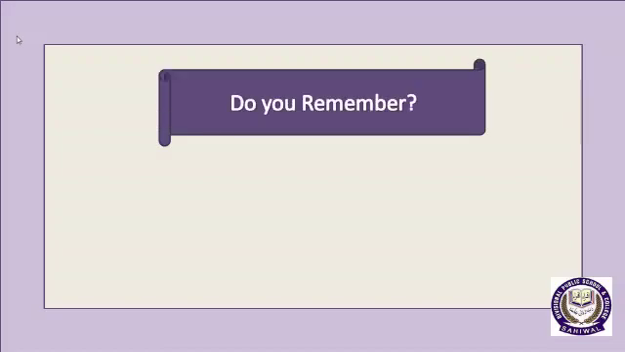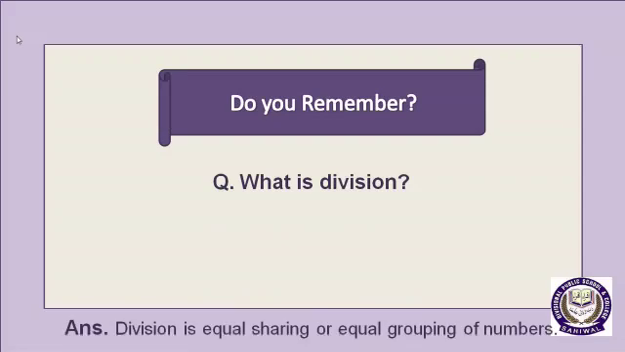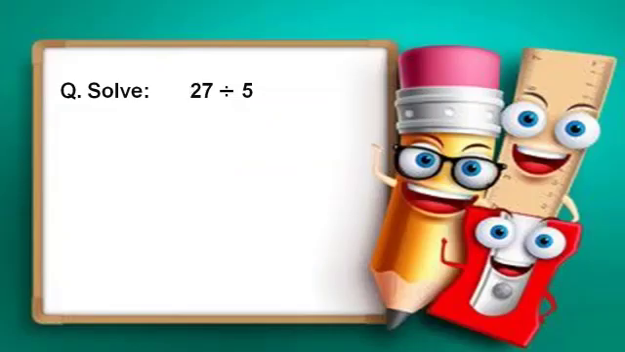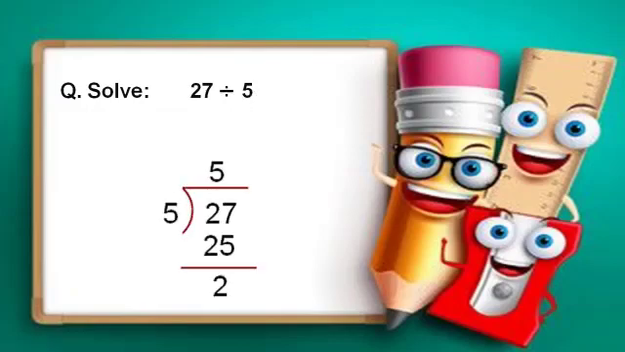Before starting our new lesson, we revise what we have learned previously. Do you remember? What is division? Yes, division is equal sharing or equal grouping of numbers. Next, solve 27 divided by 5. 27 is dividend over here and 5 is divisor. When we divide, the dividend is written inside and the divisor is written outside. 5 is divisor and 27 is dividend.